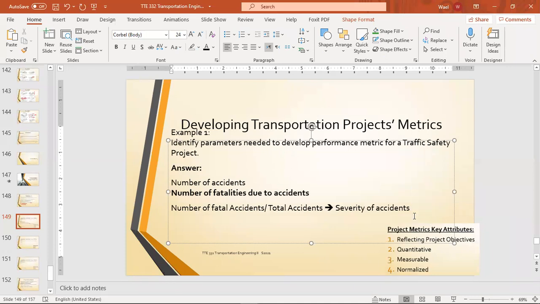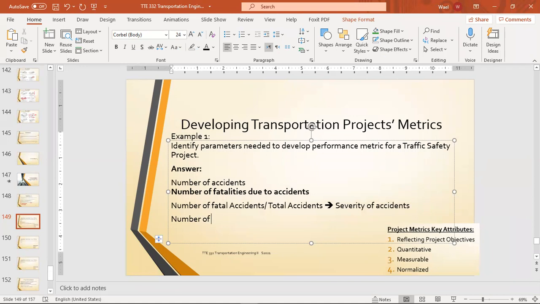Okay, but if we say here number of fatalities per capita. For example, in country A we have 10,000 fatalities and a population of 30 million. In country B we have 2,000 fatalities and 100 million. Which one is better? I think the 2,000 for 100 million. Yes, it's a percentage, so it can be normalized per capita.